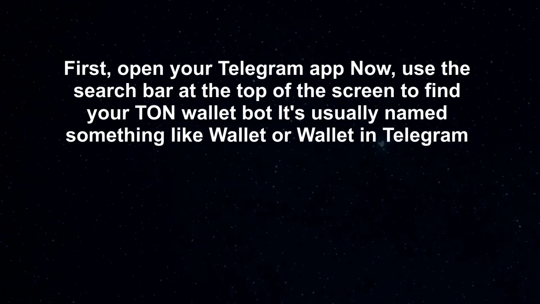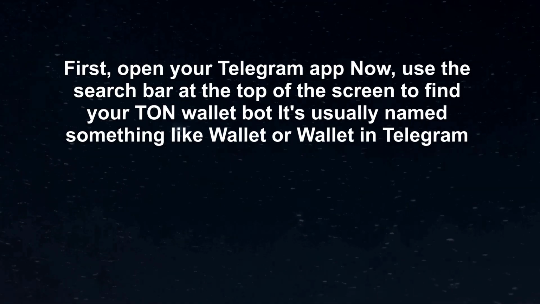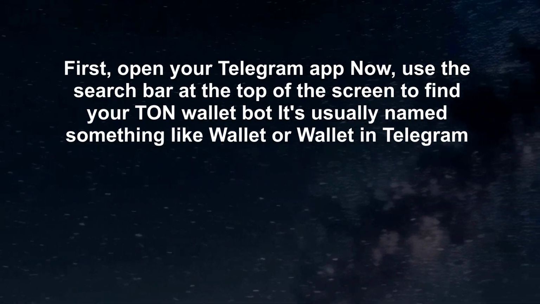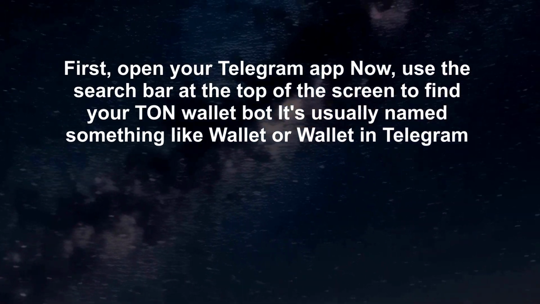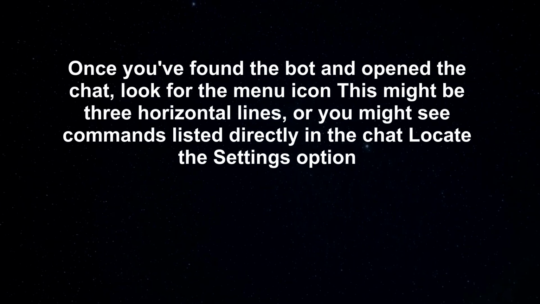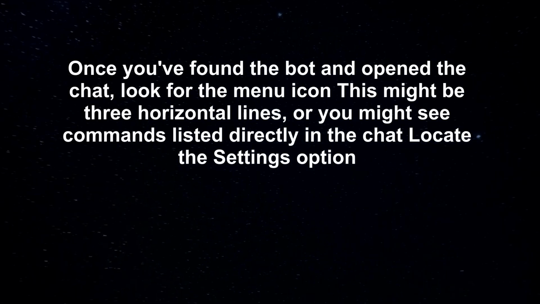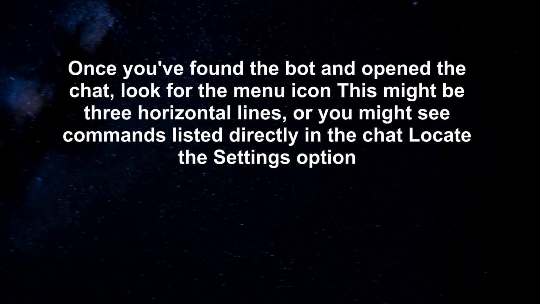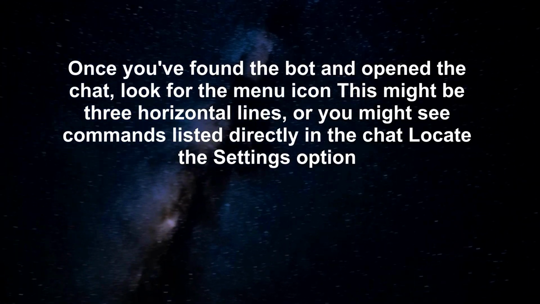Use the search bar at the top of the screen to find your Ton wallet, but it's usually named something like Wallet or Wallet in Telegram. Once you've found the bot and opened the chat, look for the menu icon. This might be 3 horizontal lines, or you might see commands listed directly in the chat.